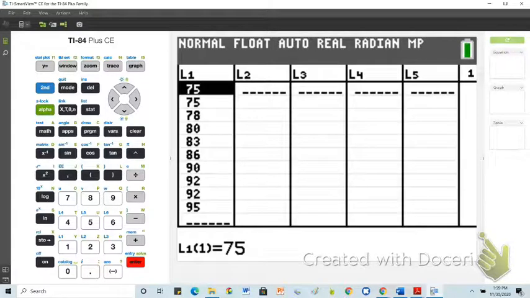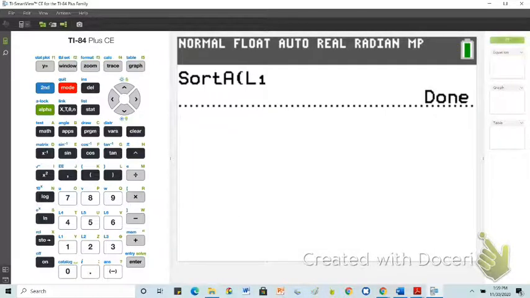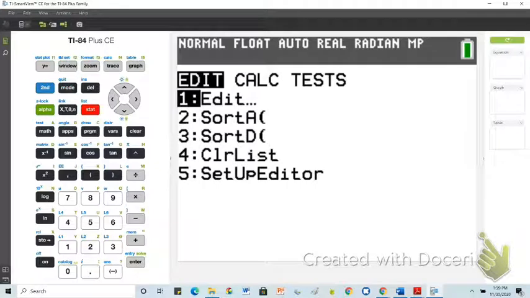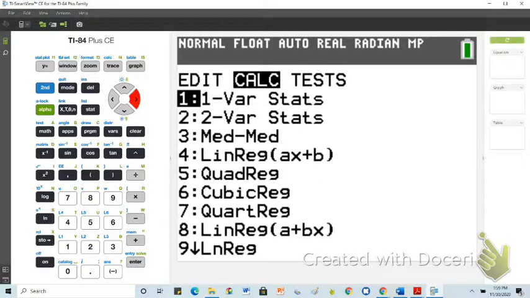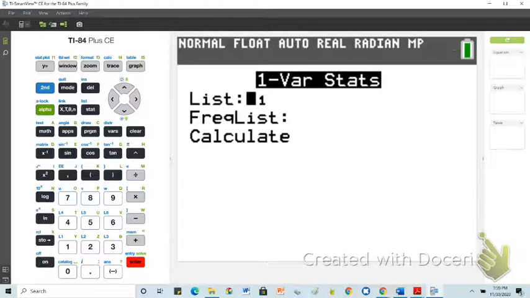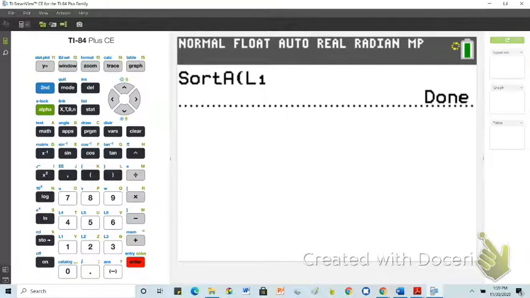So all that's left is my mean and my median. We can get that both from our one variable statistics. So you hit second mode, go back to your home screen, hit Stat. This time arrow over to Calc and hit Enter. You're going to go down, keep hitting Enter until you get to Calculate.